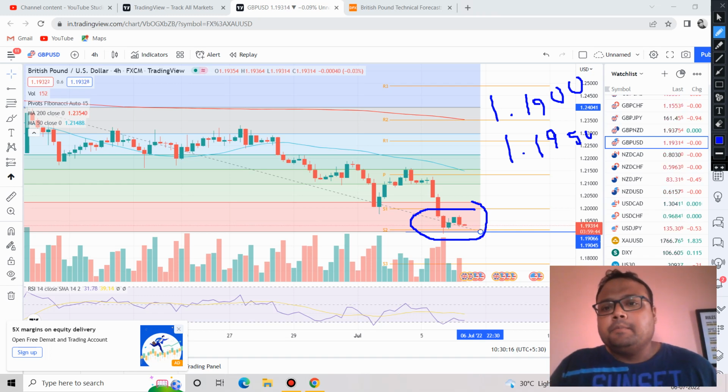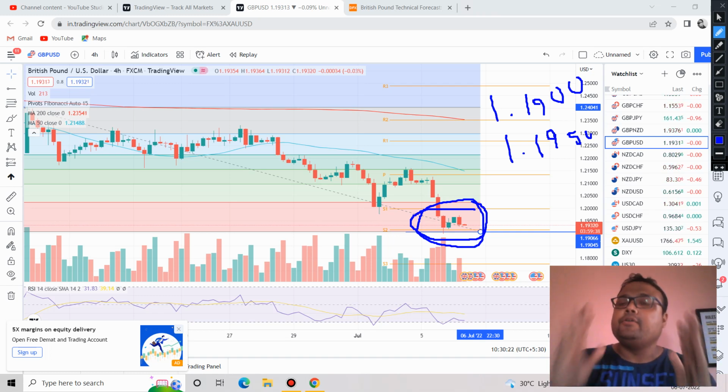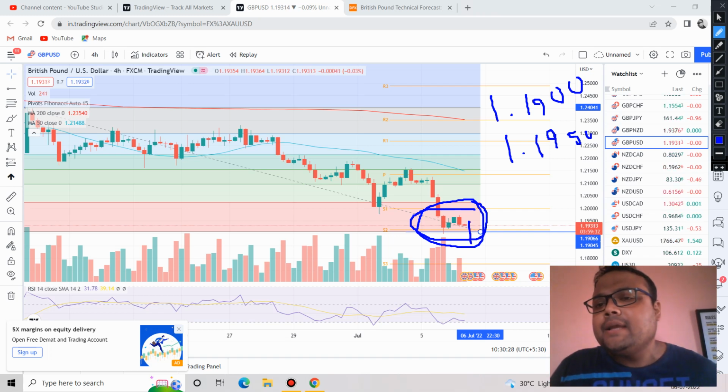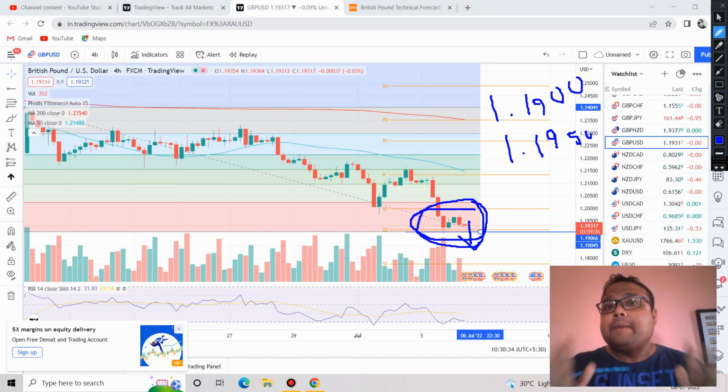But considering the overall selling pressure on GBPUSD, I will not recommend any buy position. But if you already have taken a buy position, stay in the trade. But if you see the market breaking the support and going down, exit from the position immediately. After all, protection of capital should be your first priority.